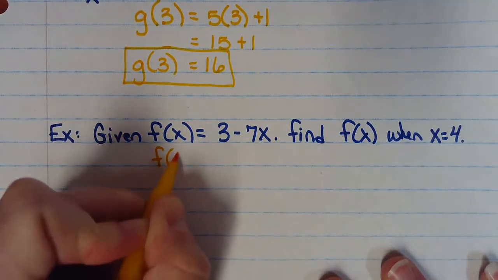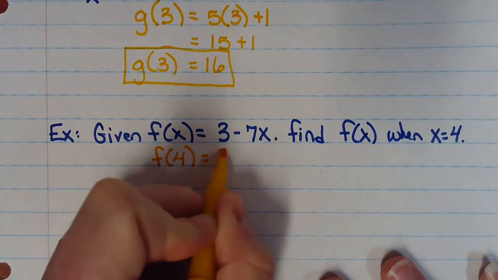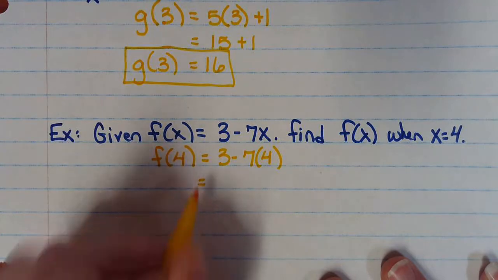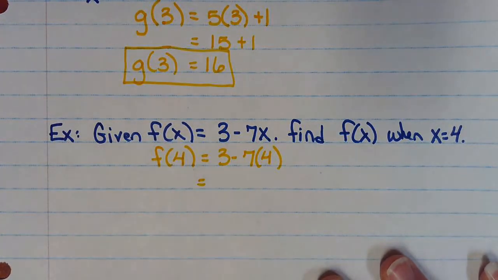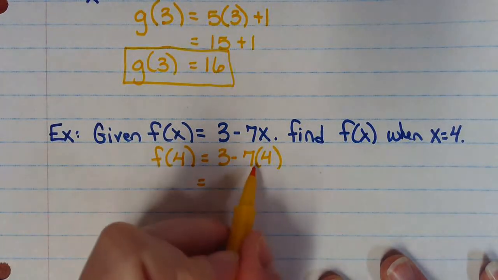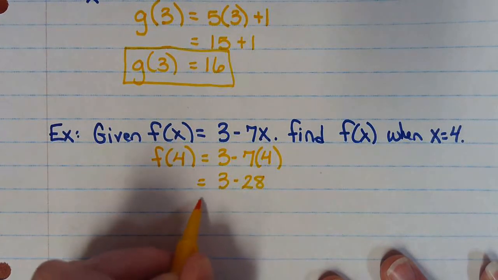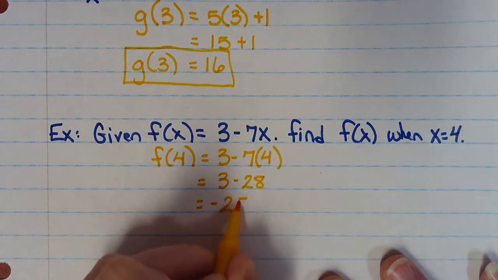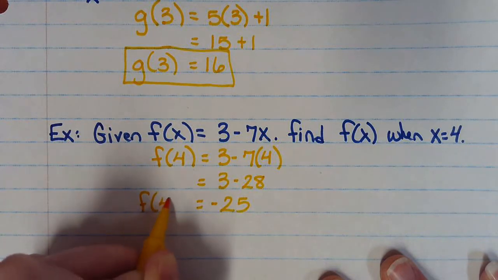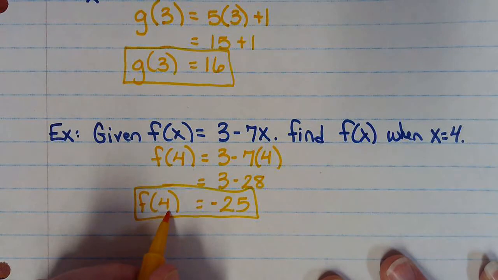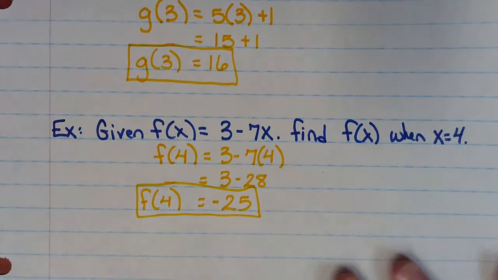So we have f of 4 equals 3 minus 7 times 4. Order of operations says to do the multiplication first. 7 times 4 is 28. So we have 3 minus 28, which is negative 25. So f of 4 equals negative 25. That means that when I input a 4, my output is a negative 25.